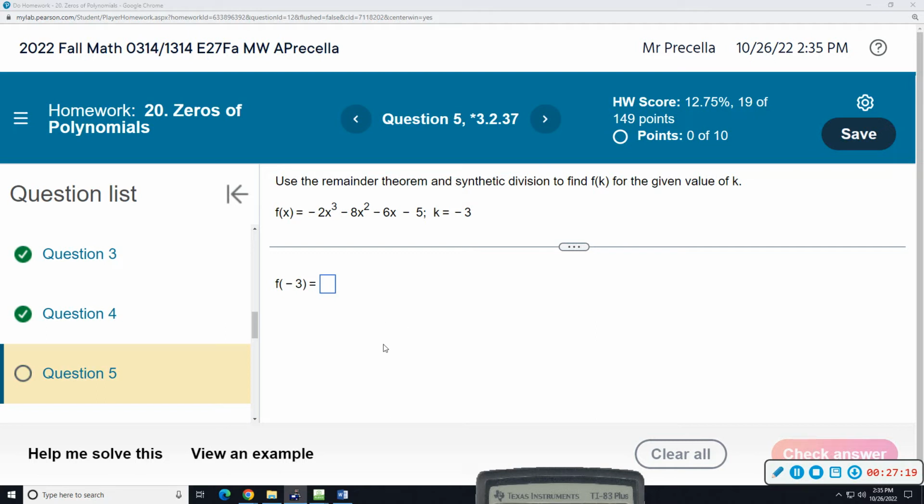Prior to calculators, there was a lot of this. I recall looking at a business calculus book from the 50s, and they were doing synthetic division everywhere. Whenever they had to evaluate a cost function or a profit function, they were using synthetic division, because they didn't have calculators.